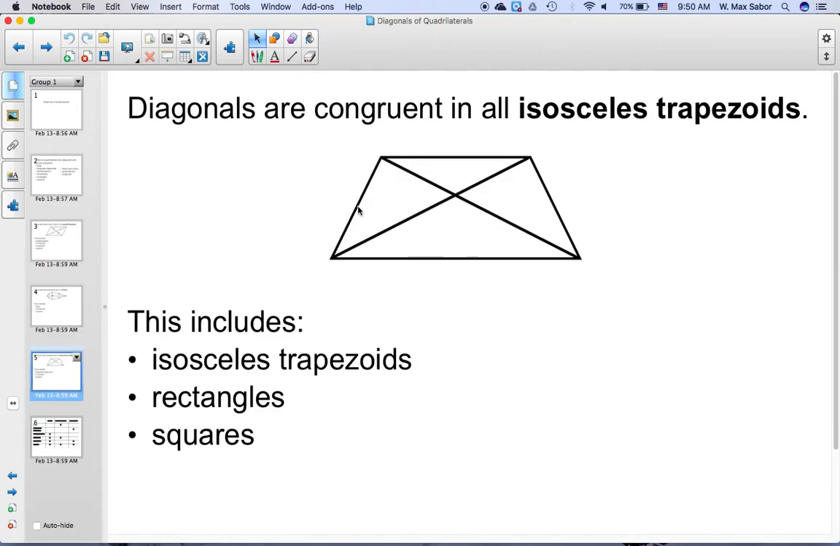Diagonals are congruent in all isosceles trapezoids. If I say that this side is congruent to that, and that is parallel to that, we can say that in the isosceles trapezoid, the diagonals must be the same. Now they don't bisect each other if it's an isosceles trapezoid, but rectangles and squares are types of isosceles trapezoids, so their diagonals are also congruent.